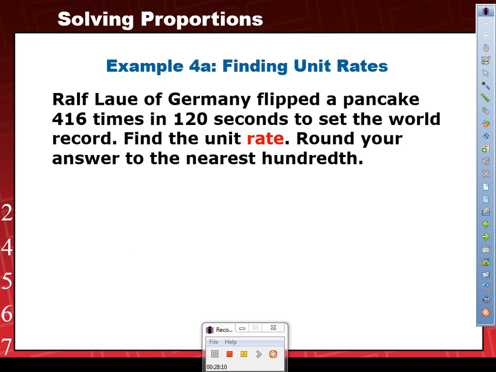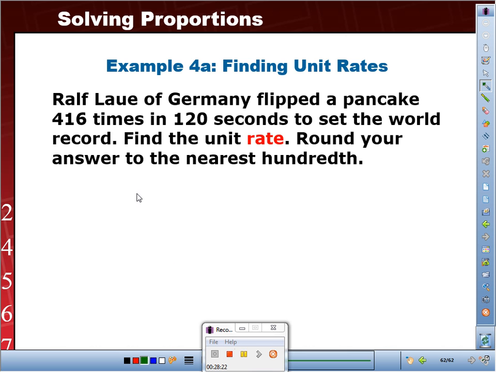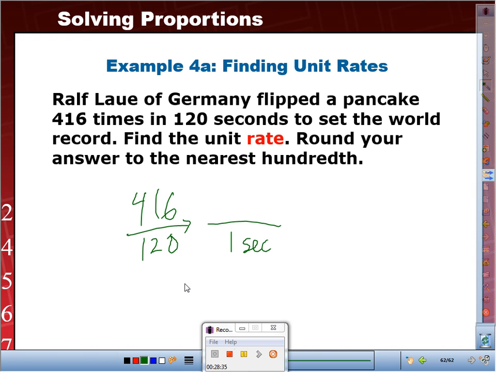You're going to have one of these in the homework. Pay attention, please. And this is a rate. Basically, you set up your rate. This says that somebody flipped a pancake 416 times in 120 seconds. So how can I set up a rate? 416 over 120. And they want us to reduce that to a unit rate. That means the denominator has to be 1 second. Does everybody understand? And what can I do here? If this is equal to this, what can I do here? Cross multiply and solve for x. Everybody with me? But where I want to get to is percents.